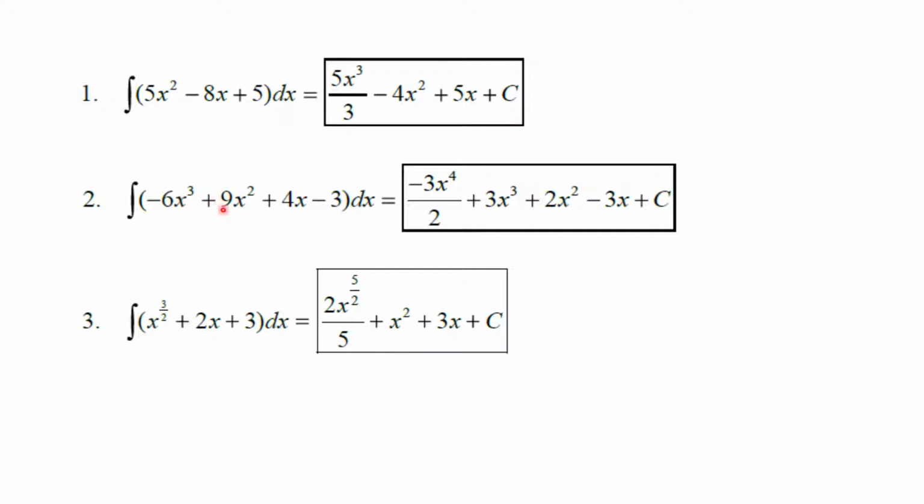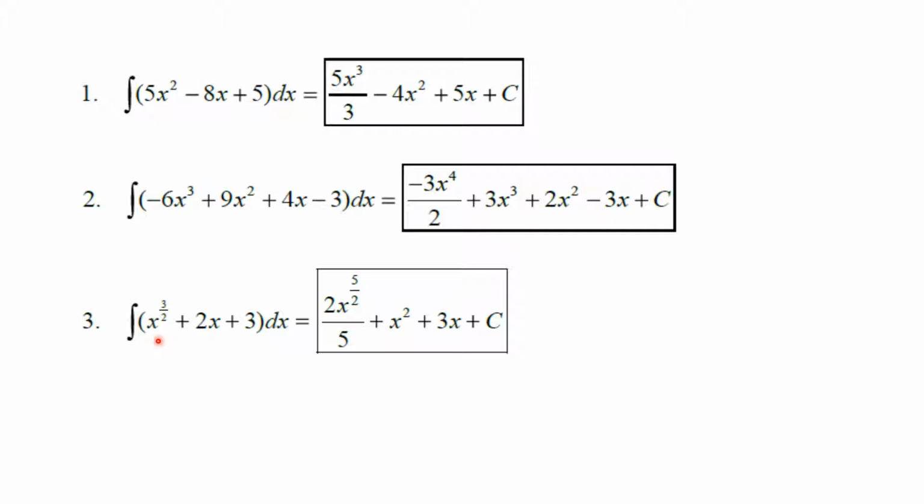Applying similar rules for the next two functions, integrating this function will result in negative 6x to the power of 4 over 4, which can be further simplified to negative 3 over 2 times x to the power of 4. Integrating 9x squared will result in 3x cubed, plus 4x over 2, which can be reduced to 2x squared. Integrating a constant will again give you minus 3x. And don't forget to add a c because this is an indefinite integral.